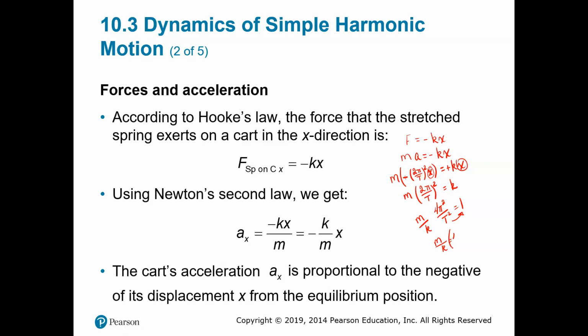So I've got m over k times 4 pi squared, that's going to equal my period squared. It's a little bit messy here, but we're going to clean it up. What that's going to give me is that my period is going to be the square root of m over k times 4 pi squared, which tells me that I've got 2 pi. Yes, the square root of 4 is 2, the square root of pi squared is pi, m over k. So that is my expression for my period.